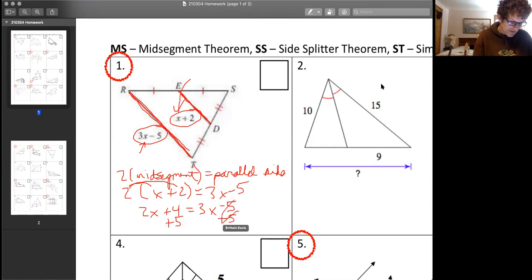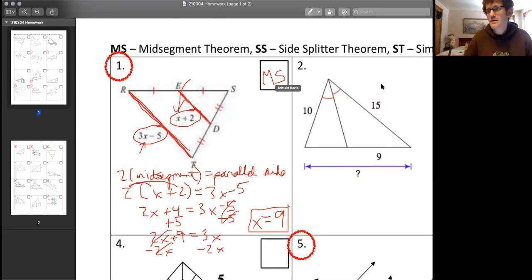So those cancel out. I get 2x plus 9 equals 3x. Now I can subtract 2x from both sides. And x equals, when I cancel that out, x is going to equal 9. And here I'm using mid-segment.